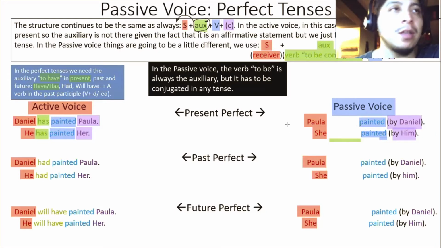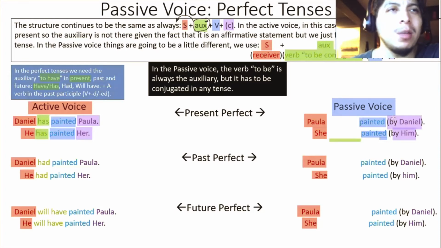So this is perfect. The subject now is the receiver of the action. Paula didn't paint anyone, or she's not painting anyone. She is receiving the painting. In the passive voice, she is the subject. When Paula is the subject, we replace her with a personal pronoun. In this case, it is the third person of the singular and it is feminine. So we use she, okay?